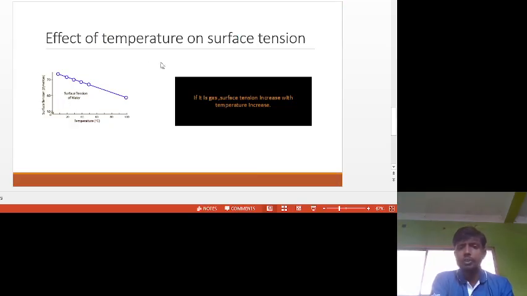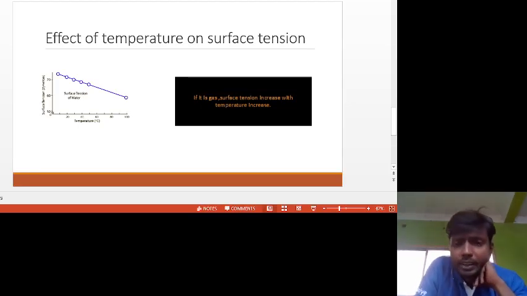What is the temperature effect on surface tension? For liquids, if temperature increases, surface tension decreases, because the molecules of the water increase their spacing and take more space, so it has a low stretched membrane and surface tension reduces. For gases, if temperature increases, surface tension increases, because gas molecules take more space, move faster and collide with each other, making more resistance and obstacle.